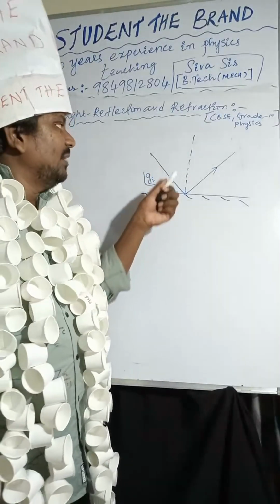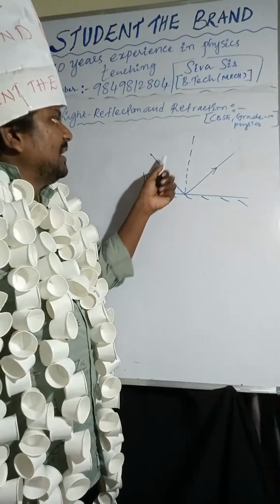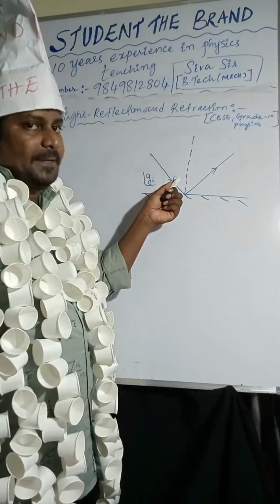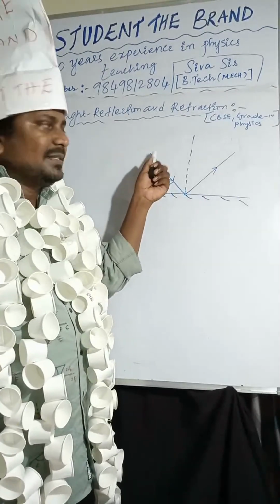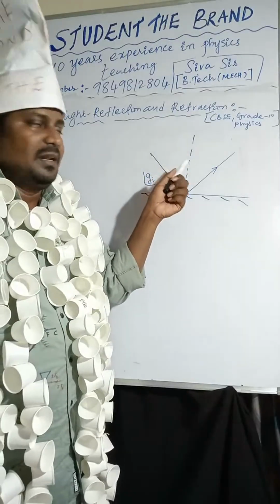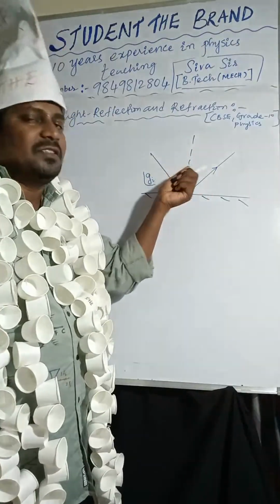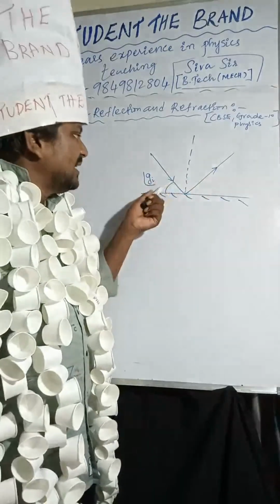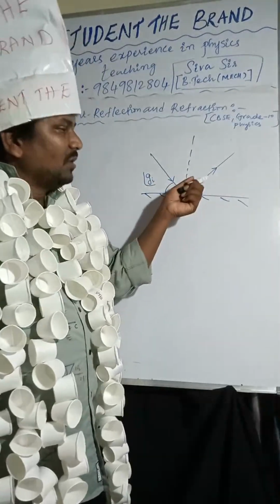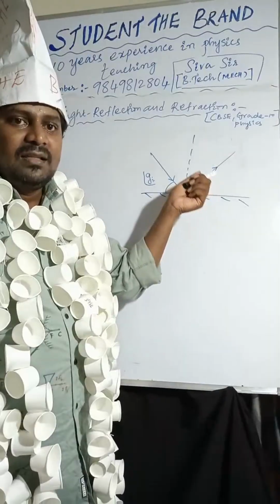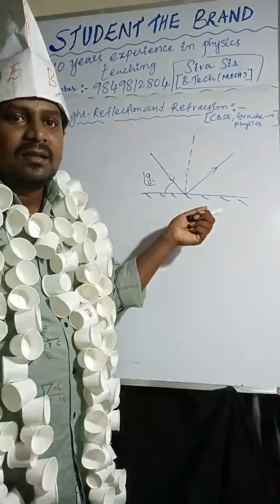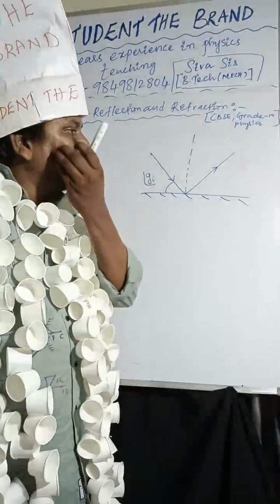Now, normally we know the angle between the incident ray and the normal line is called the angle of incidence. The angle between the reflected ray and the normal line is called the angle of reflection. What about this angle? There is also an angle there, right? Actually it is there.